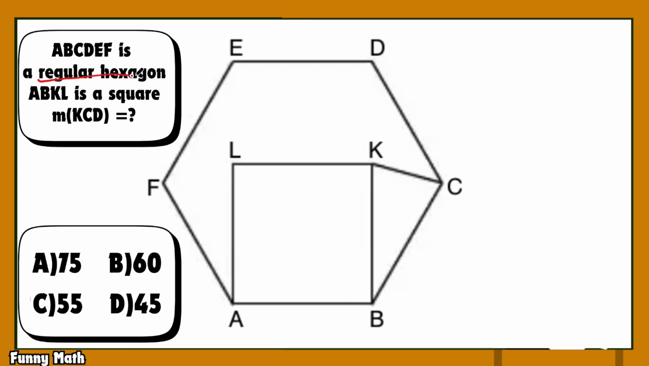Our question is about a regular hexagon and a regular quadrilateral, that is, a square. All interior angles of a regular hexagon are equal, and 120 degrees. All interior angles of a square are equal and 90 degrees.